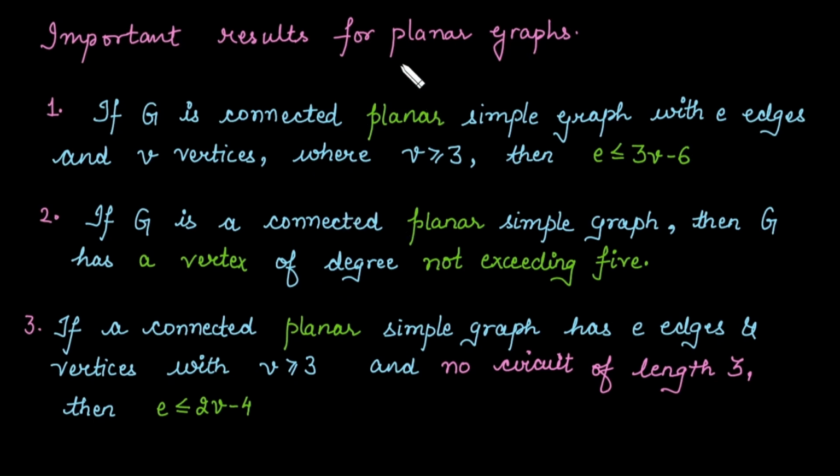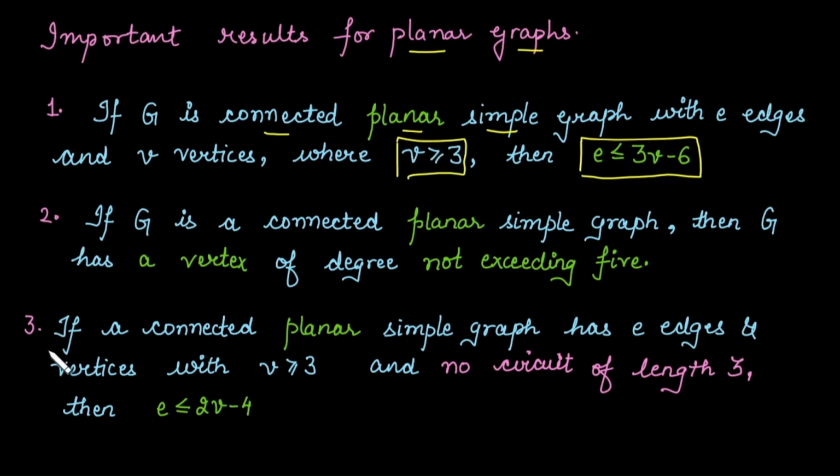Three results related to the planar graph. The first result is: if G is a connected, planar, as well as simple graph, then the number of edges is always less than or equal to 3 times the number of vertices minus 6, where the vertex count must be greater than or equal to 3.